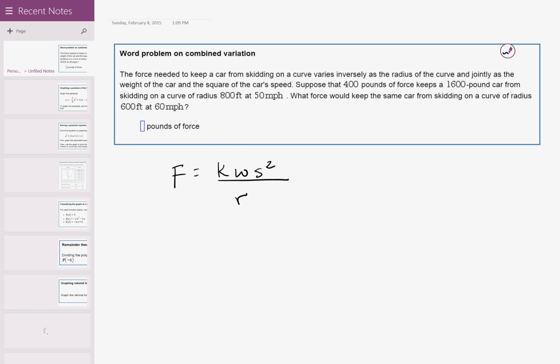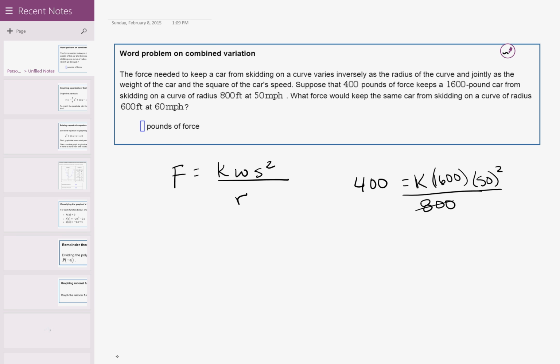Suppose that 400 pounds of force keeps a 1,600-pound car, right, that's the weight, from skidding on a curve of radius 800 feet at 50 miles per hour. And I'll tell you what my most common error is: I always forget to square that number when we have something squared in these variation problems.